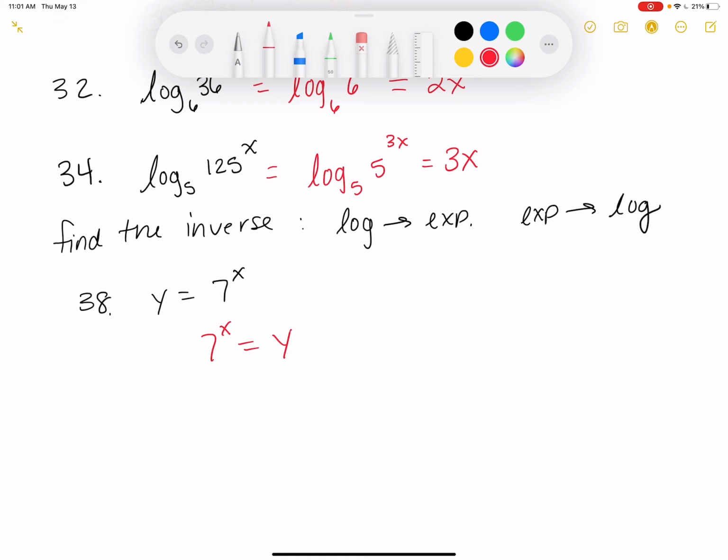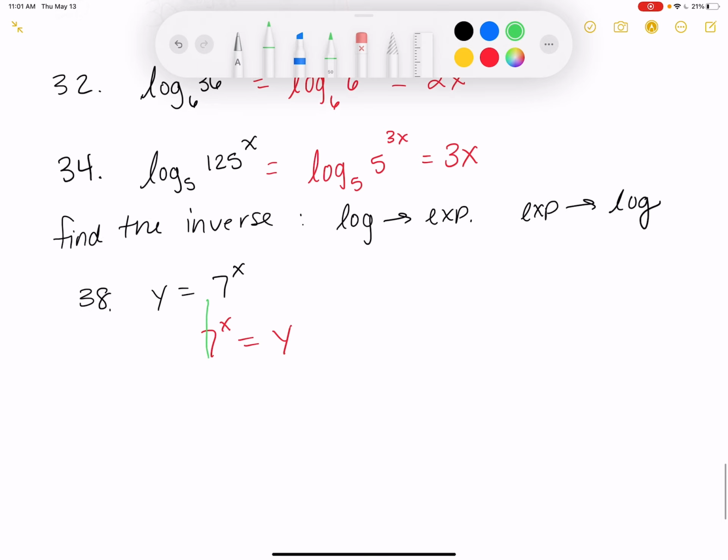Okay, this is what we're doing. All right, so you start up here, come down, over, and back up. Log base 7 of y is equal to x. Wait, so how do you know which one you have in the beginning? If it has the word log, it's a log to an exponential. If it doesn't, then it's an exponential to a log.